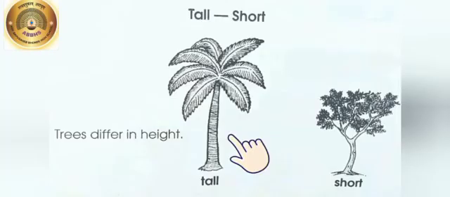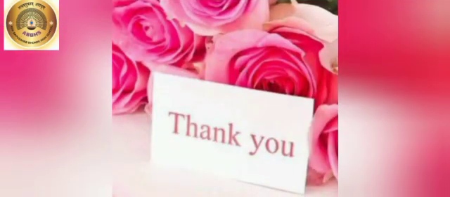So children, what did we learn today? We learned that when we have two objects of unequal height, one is tall and the other is short. So children, try comparing objects around you.